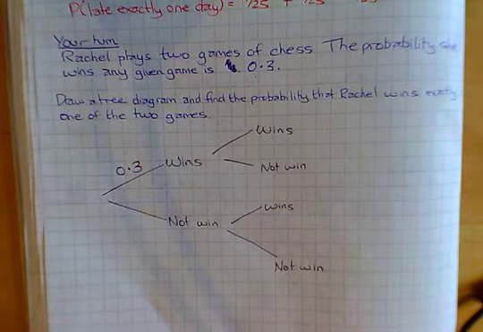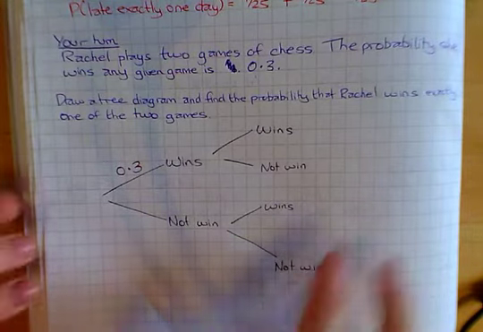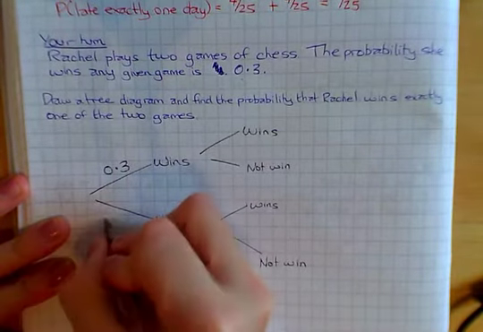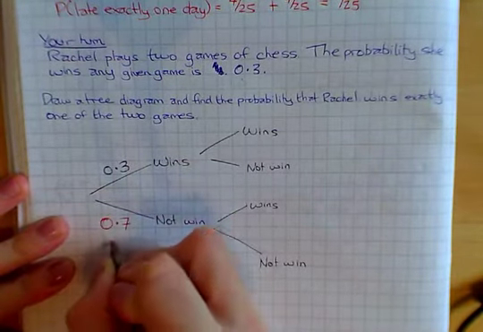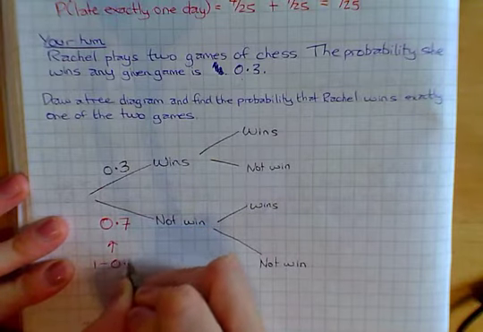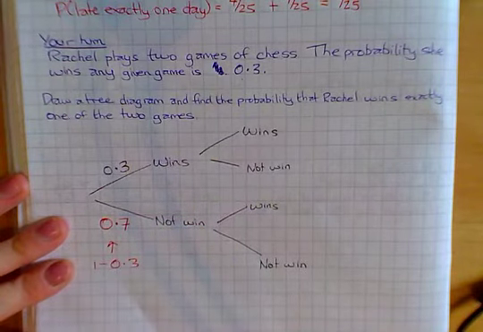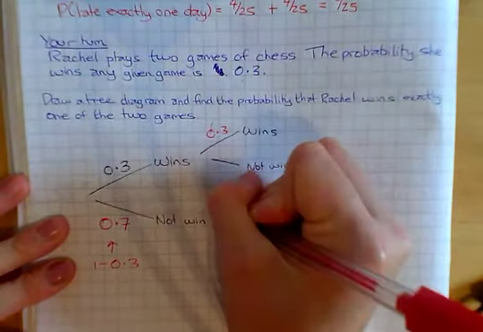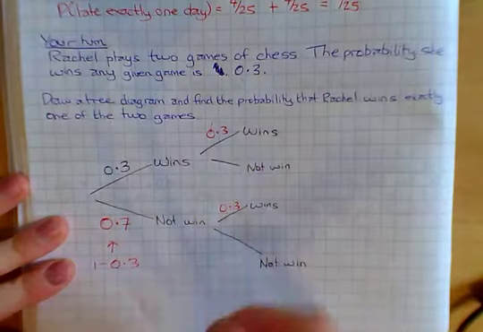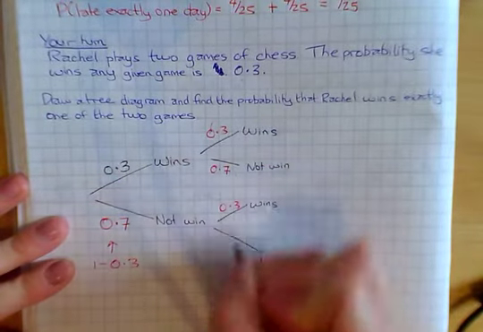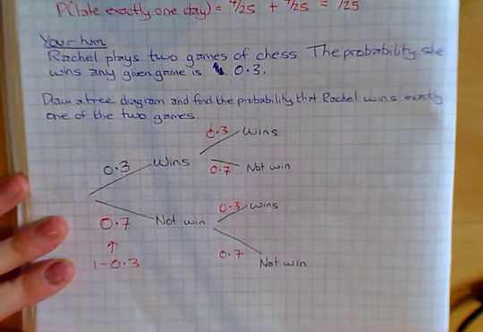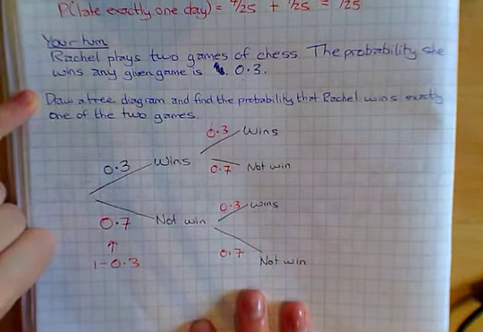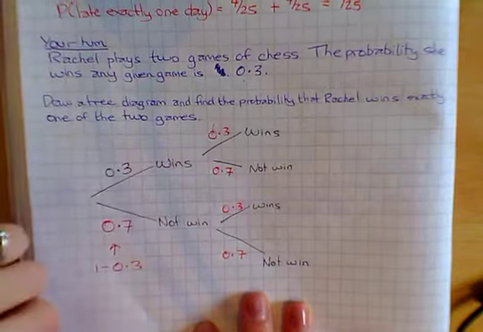Okay, so hopefully now you've had a go at that one. If we just run through how we would complete the tree diagram, if the probability she wins is 0.3, the probability she does not win is 0.7, which you can calculate by doing 1 minus 0.3. The probability that she wins her second game is the same, so both of these would be 0.3, and the probability that she does not win would also be the same, so that there would be 0.7. Now we're asked to draw a tree diagram and find the probability Rachel wins exactly one game.